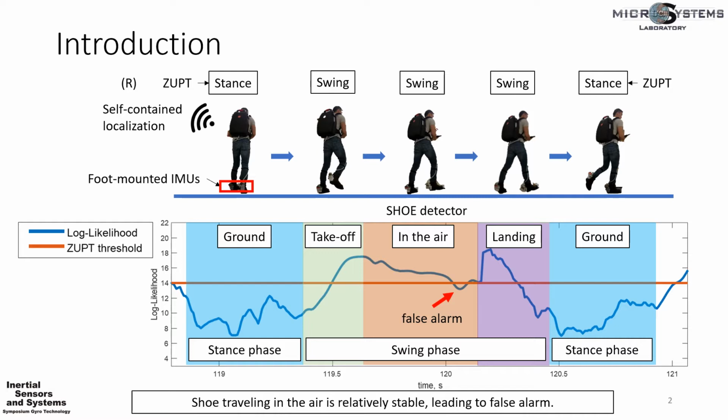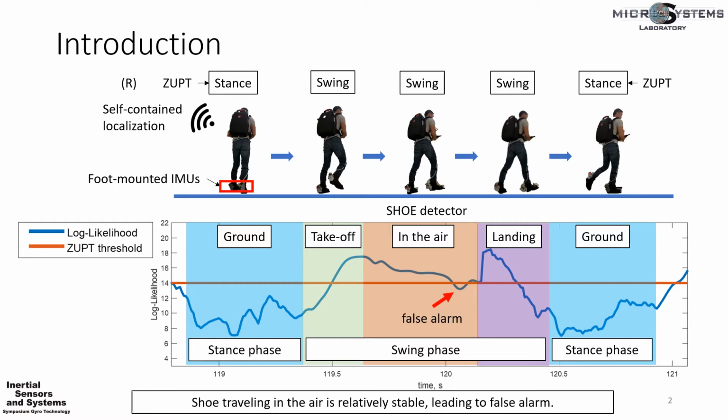The SHOE detector has a likelihood statistic computed based only on IMU and a predefined threshold. The bottom plot shows an example of the likelihood statistic and the threshold of a gait cycle. Y-axis in this plot is the log likelihood and x-axis is the time. The SHOE detector compares the statistic and the threshold. If the statistic is higher than the threshold, then the SHOE detector determines a swing phase. Otherwise, it determines a stance phase.